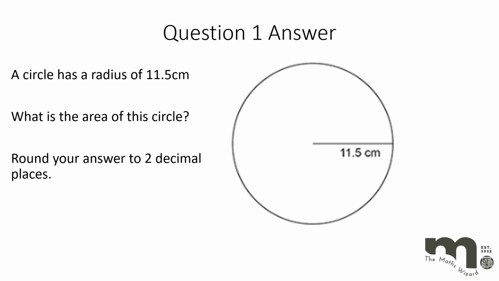Okay, so here is your answer to this then. All we've got to do is pi times 11.5 squared. If you were to type this in on a calculator, you would get this really long decimal number. If you round that to 2 decimal places, we will get 415.48 centimeters squared. That's because you've got this 5 here for your third decimal place, so your second decimal place has got to increase from a 7 to an 8.